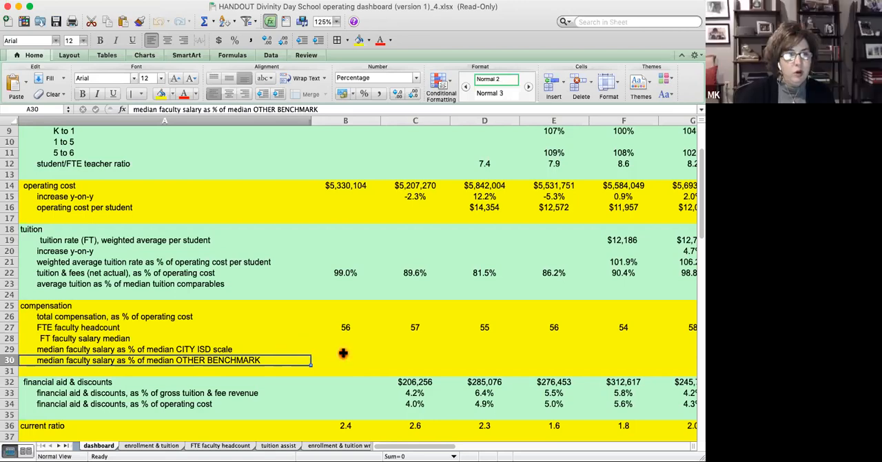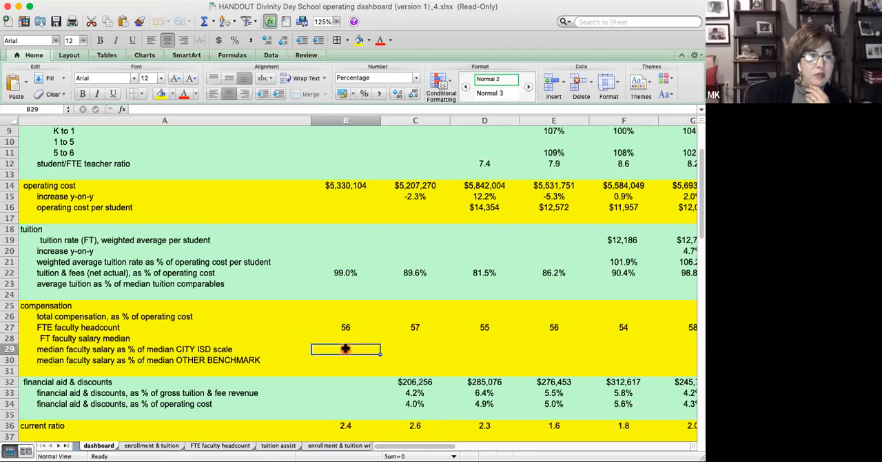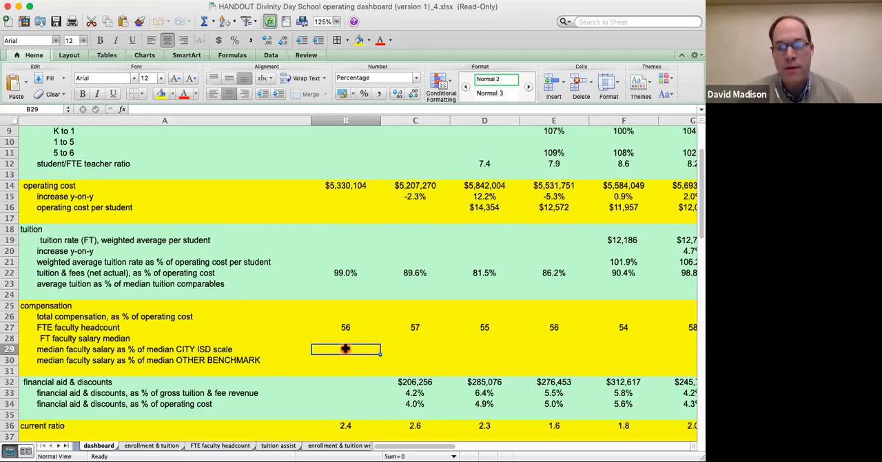Okay, so David, we have a question. Is the faculty salary median for full-time teachers only, or for teachers and assistants and part-time? I tend to only track full-time on this, just because that's the only way to do apples to apples, in my opinion. Right, I agree.